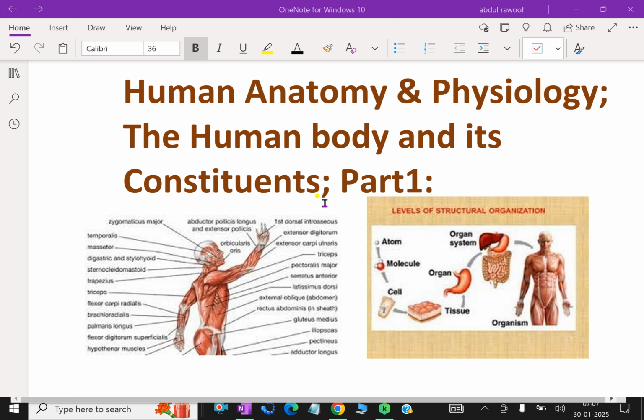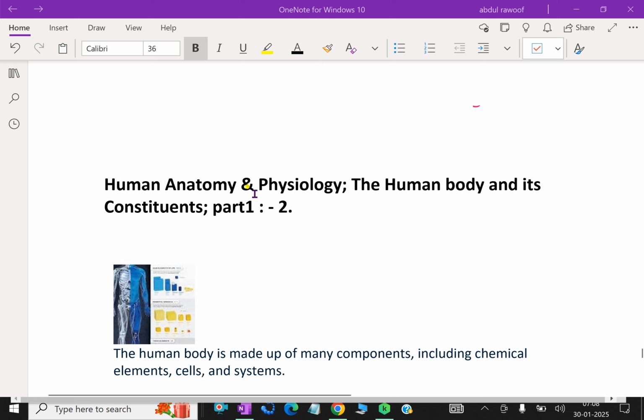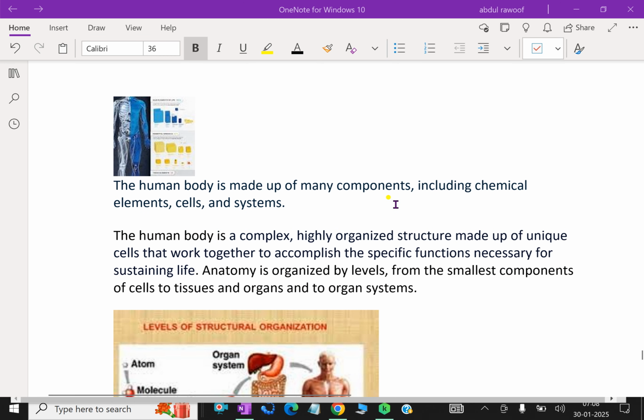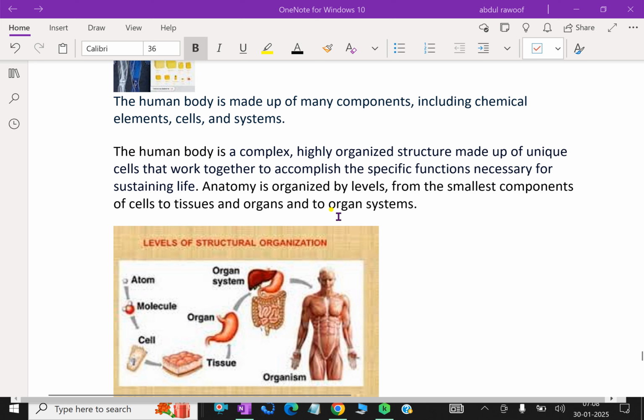The internal environment and homeostasis we will discuss later. Now we will further discuss these things. The human body is made up of many components, including chemical elements, cells, and systems. The human body is a complex, highly organized structure made up of unique cells that work together to accomplish the specific functions necessary for sustaining life.